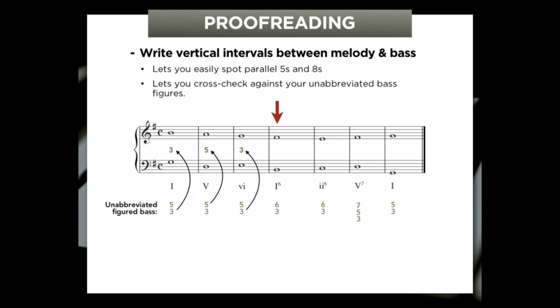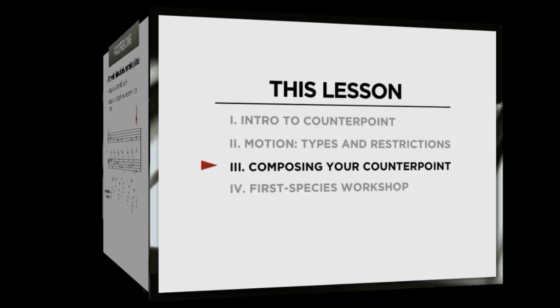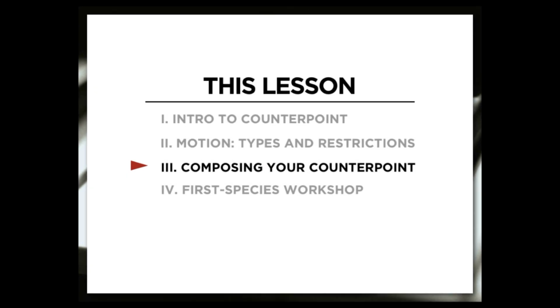So if we wanted to fix this easily, we need to take that F sharp and move it up to G. Now we have a note which is in the bass figures and part of the chord. And we could continue this and discover that the rest of our chords are all correct. So that's how writing the intervals between the staves helps you proofread your work.